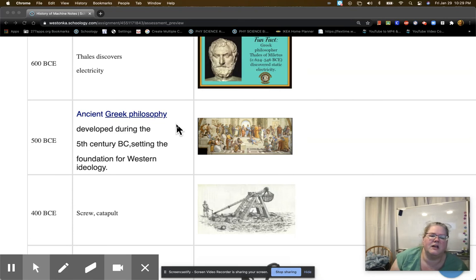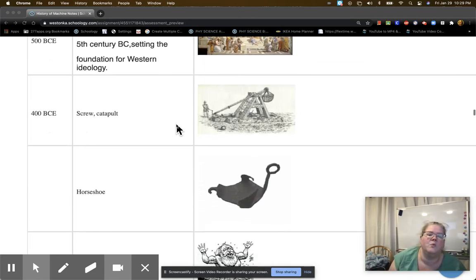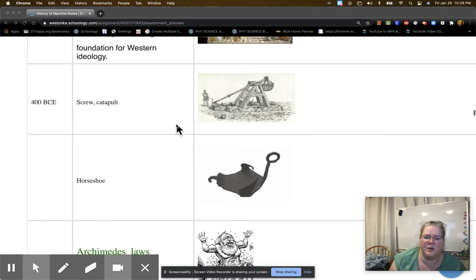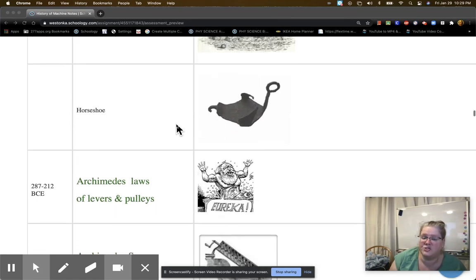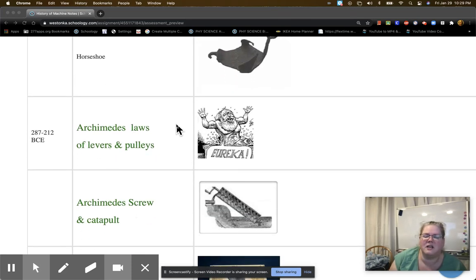The ancient Greek philosophies really developed during this century, setting the foundation for Western civilization and our democracy. We're seeing the advent of the screw and catapult, 400 BCE. The horseshoe, Archimedes' laws of levers and pulleys.